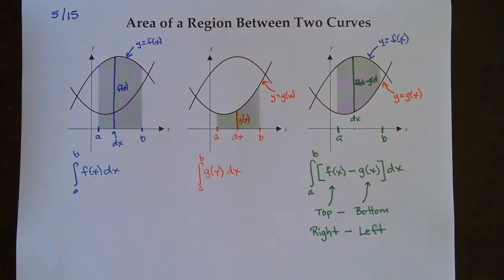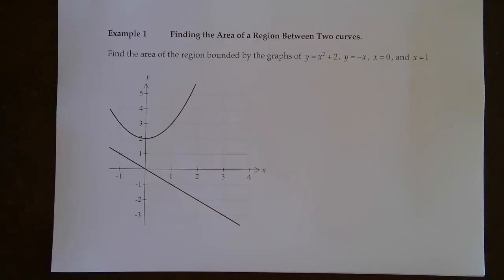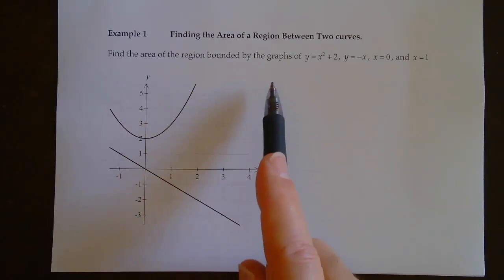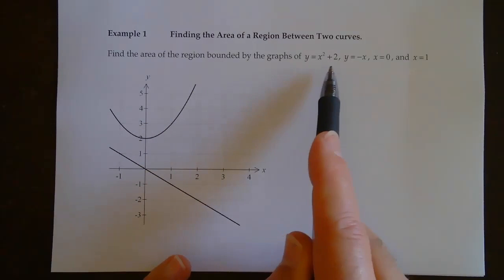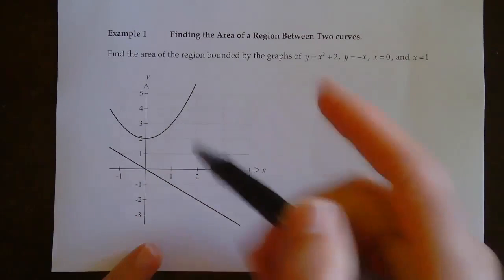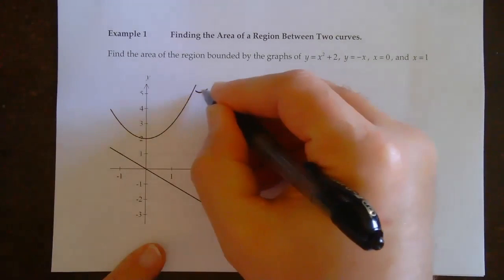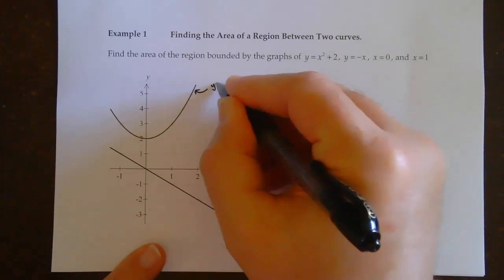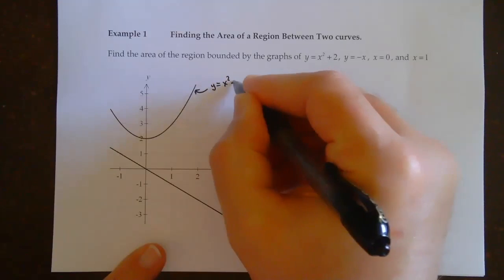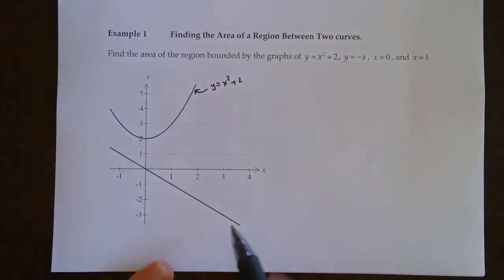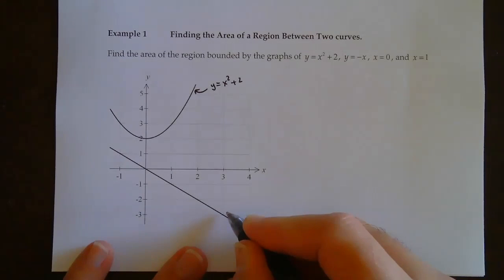So let's go to example 1. For the first example, what we want to do is find the area of the region bounded by the graphs of y equals x squared plus 2. So that's this one right here. Y equals x squared plus 2. So let me add this in. Y equals negative x, that's this line right here. So this is y equals negative x.